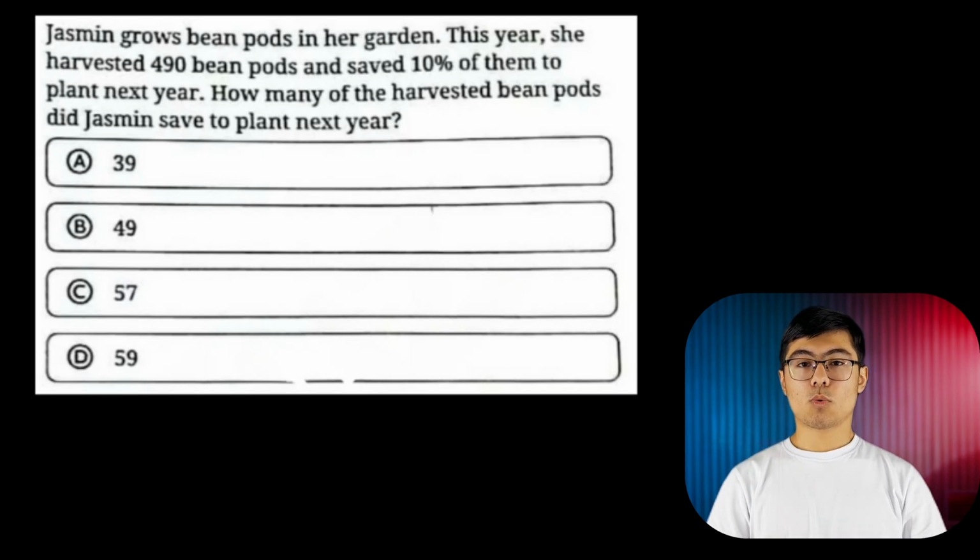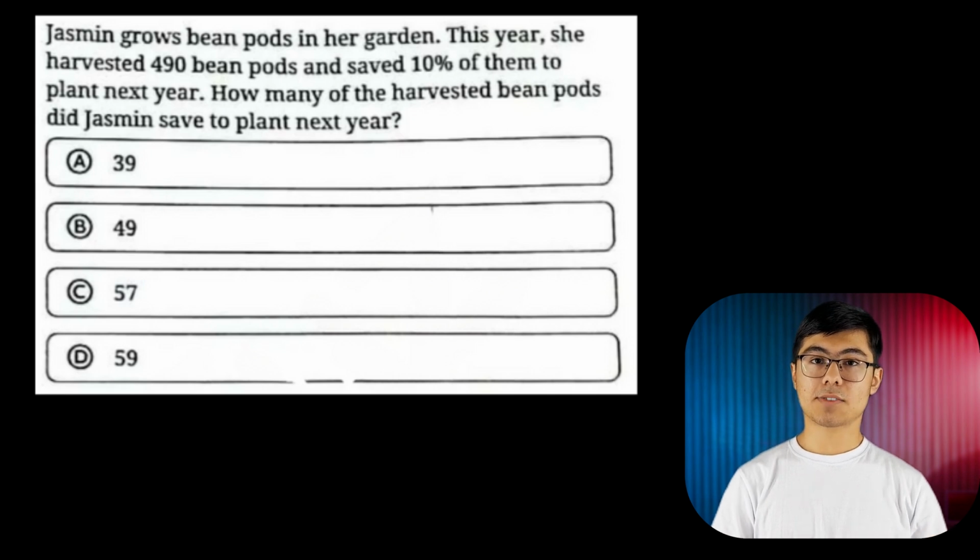So this is prediction number 6 for December 2024. Here's the question. Yasmin harvests 490 bean pods and she saves 10% of them for next year. Now, if you're thinking this is some boring math, just wait. I'm about to show how this tiny trick will make you even more efficient than anyone else.